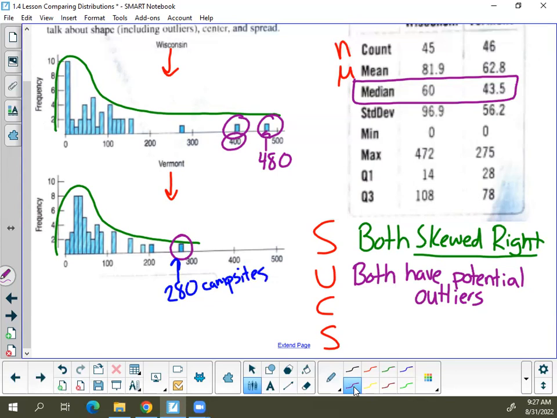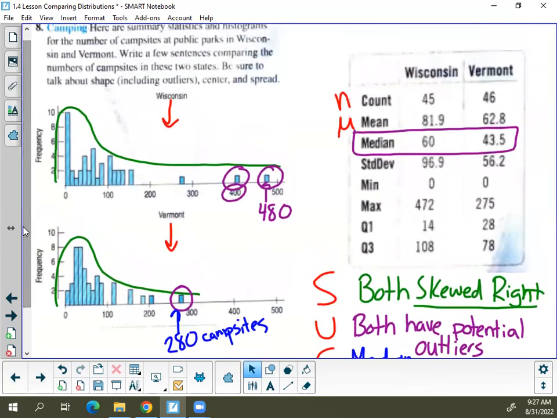So we want to talk about the medians. We should identify what the medians are when we're saying them. So the median for Wisconsin is 60 campsites, and the median for Vermont is 43.5 campsites. And we might want to say that the median value in Wisconsin is larger than Vermont.